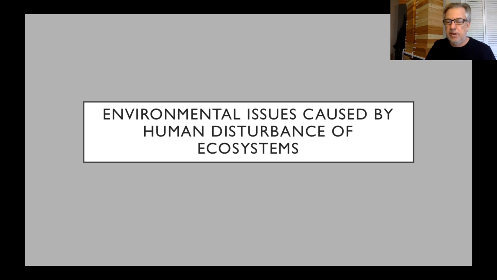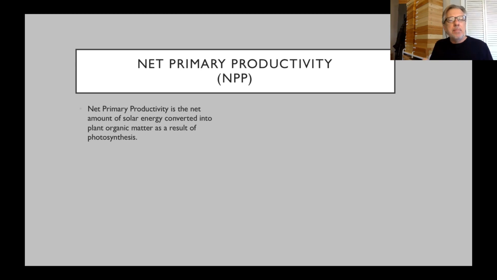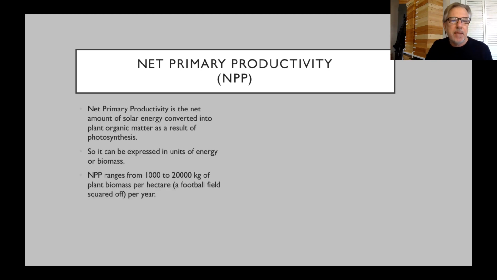Let's get started. The first issue we're going to talk about is human appropriation of net primary productivity. Let's talk about what net primary productivity means. Net primary productivity is the net amount of solar energy converted into plant organic matter as a result of photosynthesis. So let's talk about that. It's going to be expressed in units of energy or biomass because we know that those things are rough equivalents of each other. It ranges from about 1,000 to 20,000 kilograms of plant biomass per hectare per year.